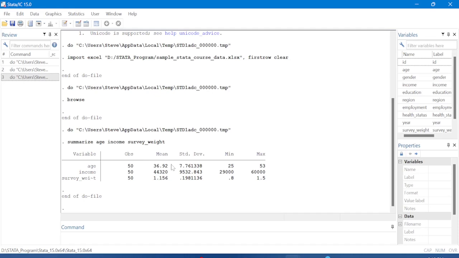The average age is 36 years, and average income is 44,320, and the average survey weight is 1.156. And we have the minimum age, or the youngest person, is 25, and the oldest person was 53 years old. The least income is 29,000, while the maximum income is 60,000. On the other hand, survey weight is 0.8, that's the minimum, and the maximum is 1.5.